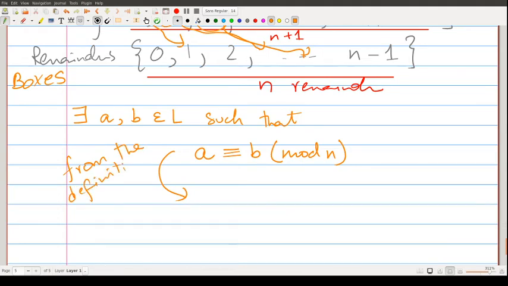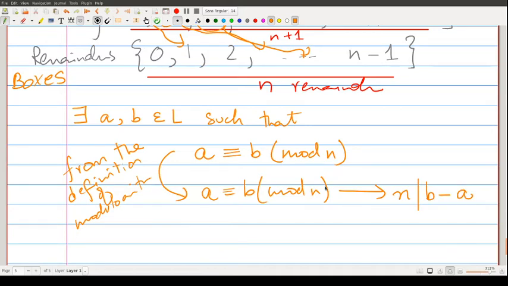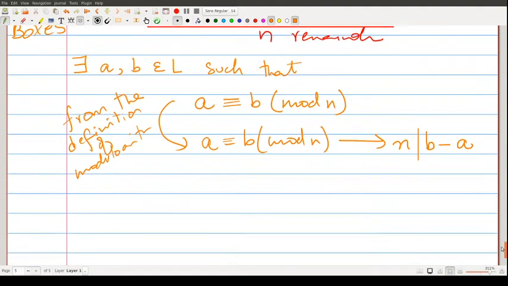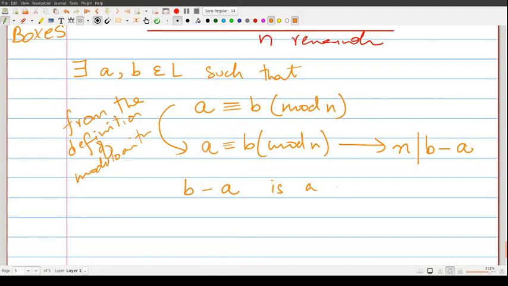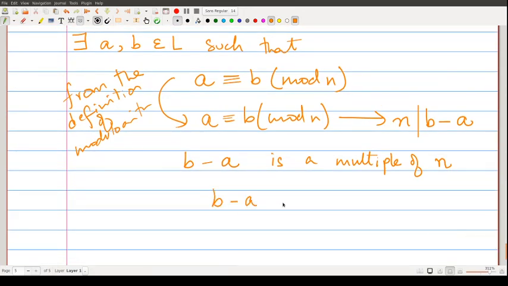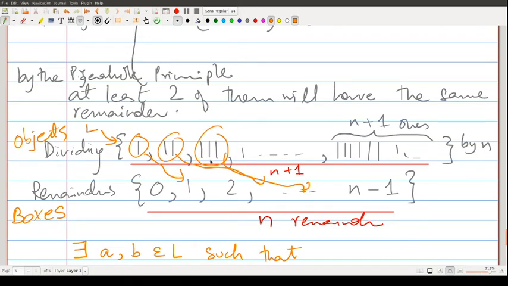Okay? And now from the definition, if you recall the definition of modulo arithmetic or mod n, if A is congruent to B mod n, then that simply means n divides B minus A. So n divides B minus A, which means that B minus A is a multiple of n, that is, B minus A can be written as some m times n. Is that clear? Jafar, L is the list of the numbers that are being divided, not the remainders list. So this list 1, 11, 111, 1111, all of these numbers.